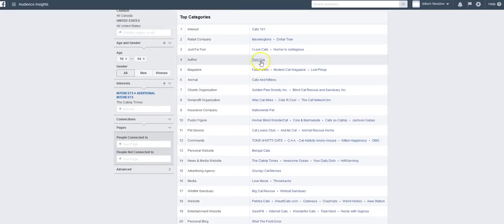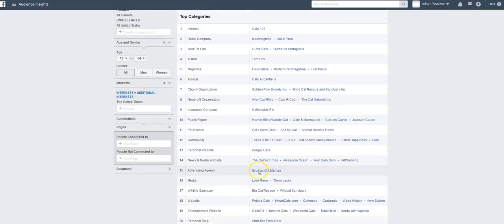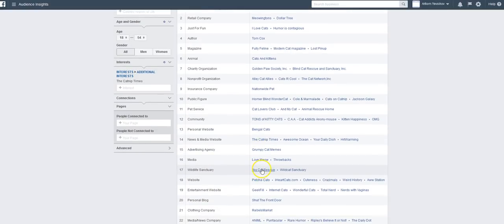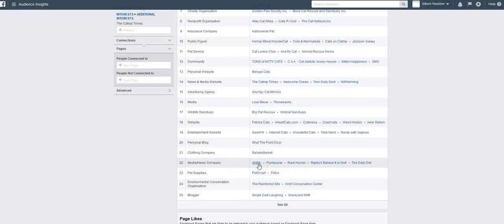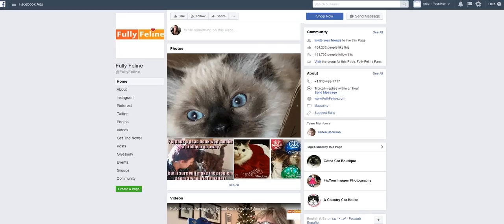Magazines are obviously going to be way more targeted when it comes to an audience that engages and buys products, especially in our niche, which is the e-com cat niche, than a personal website that you wouldn't have any idea about, or like a wildlife sanctuary. It doesn't mean that people buy. It just means that they're passionate about it, and not even that in some cases. So yeah, that doesn't tell us a lot. So Fully Feline magazine. What is it about?